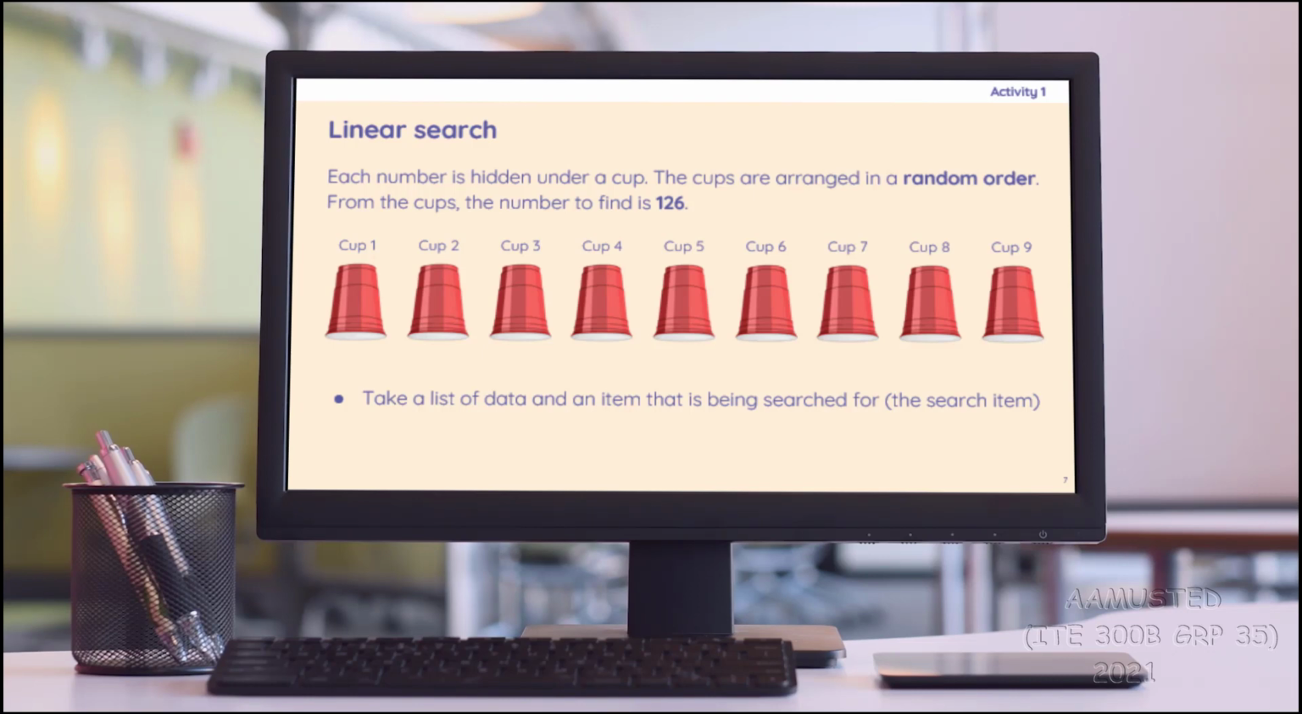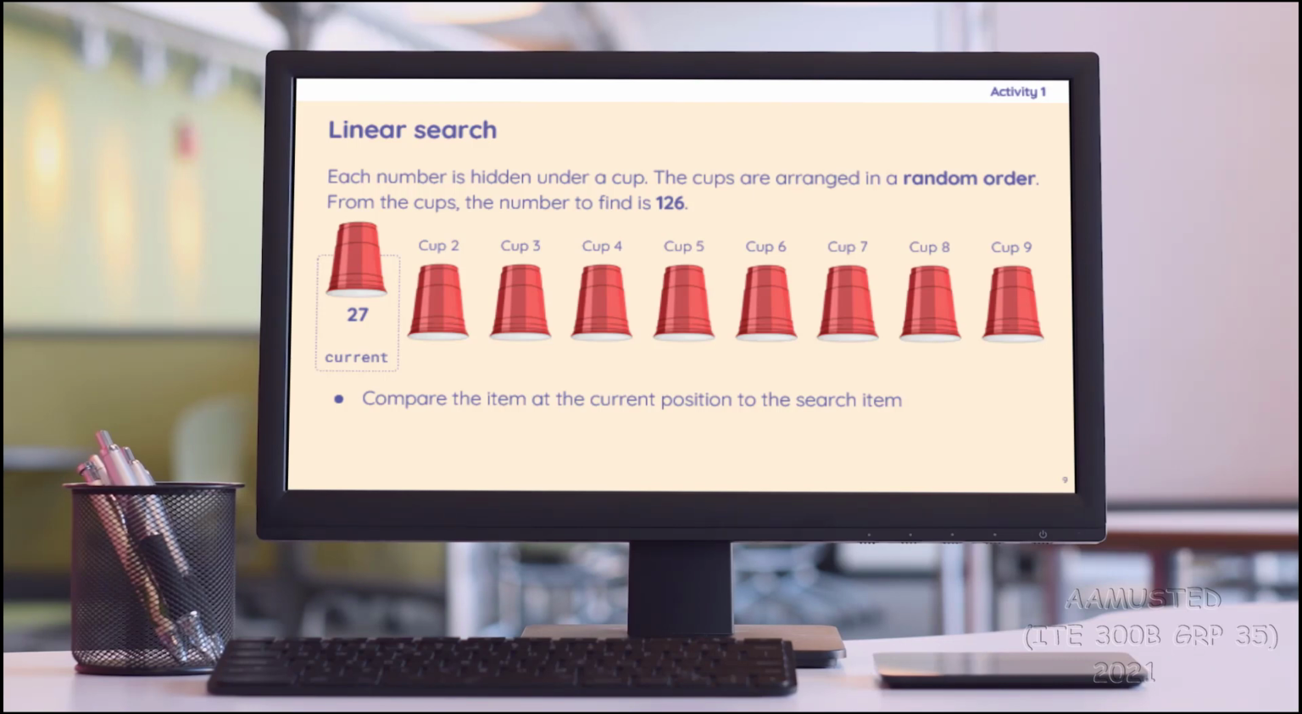So first of all, we are supposed to find the number 126. In finding the number 126, we need to start from the first cup, which is cup 1. We take a look at cup 1, and then we raise the cup to see whether we can locate number 126 under it. We raise it and we see only 27, which is not equal to 126.